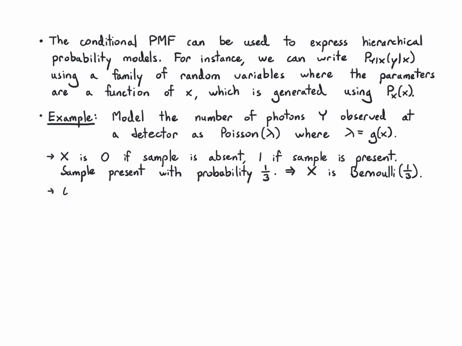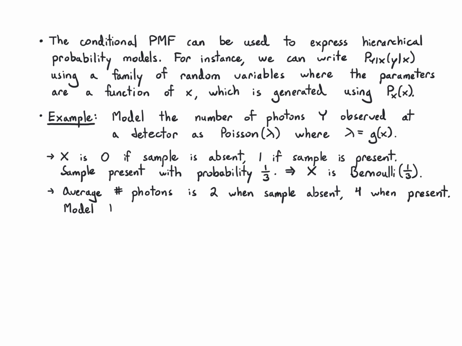Let's get back to y. So we're going to say the average number of photons that you see is 2 when the sample is absent, that's some background noise, and 4 when the sample is present. And we're going to model that by lambda is g of x, which is 2 when x is equal to 0, and 4 when x is equal to 1. This is just some particular function of x, and it happens to incorporate this problem information.